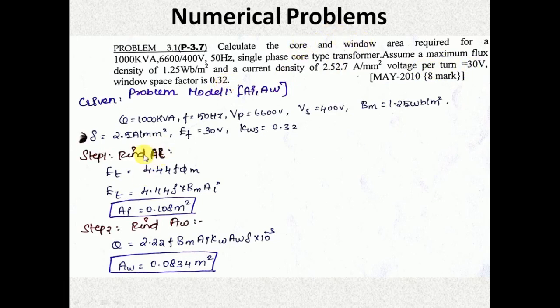The value of AI can be determined from the relation for ET. ET is 4.44 F FIM. This FIM can be replaced with BM into AI. In this relation all the values are given except AI, so you can easily calculate the value of AI. Similarly, the value of AW can be found out from the standard output relation. All the parameters over here except AW are given, so you can easily find the value of AW also. With that, we are completing today's portion.